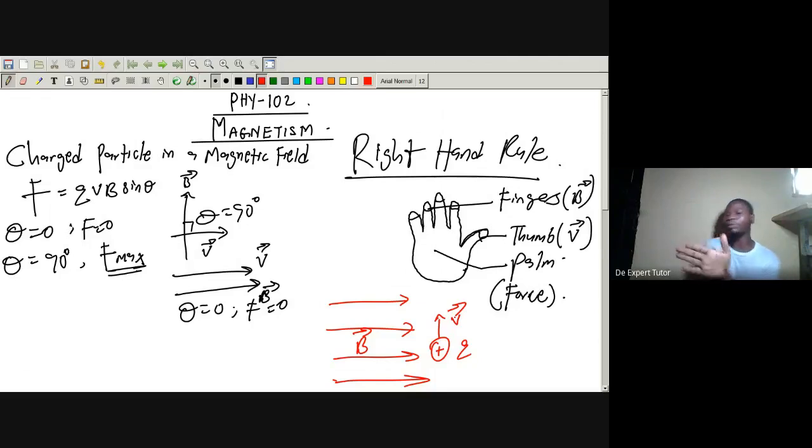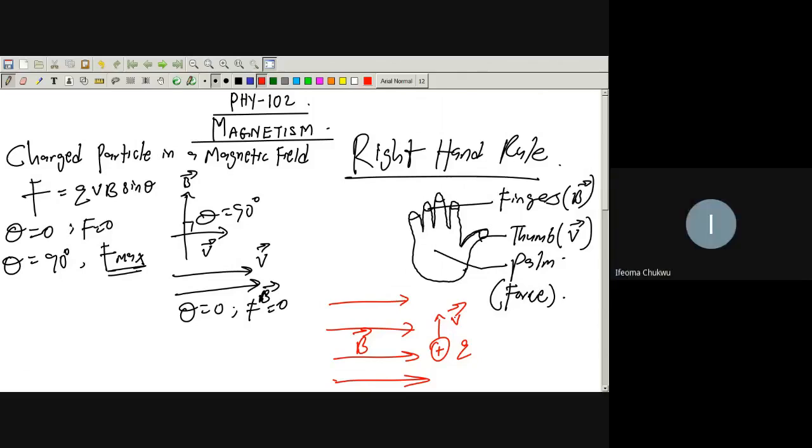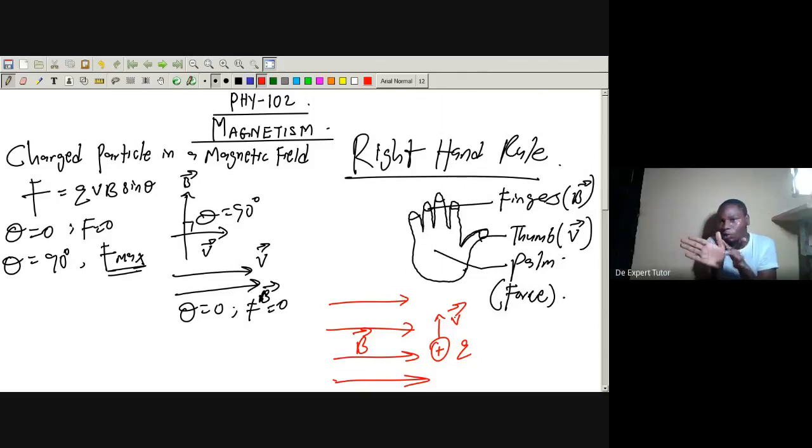Then check, look at where I'm positioning it now. You observe, if I position it this way, I'll be wrong. See where the magnetic field is facing, see where my finger is facing. So I have to position it this way. Now, if you do this, you observe that the force is going into the page. Yes. Exactly, or going away from me, the observer. Are we together? Yes. Is it clear? Yes.